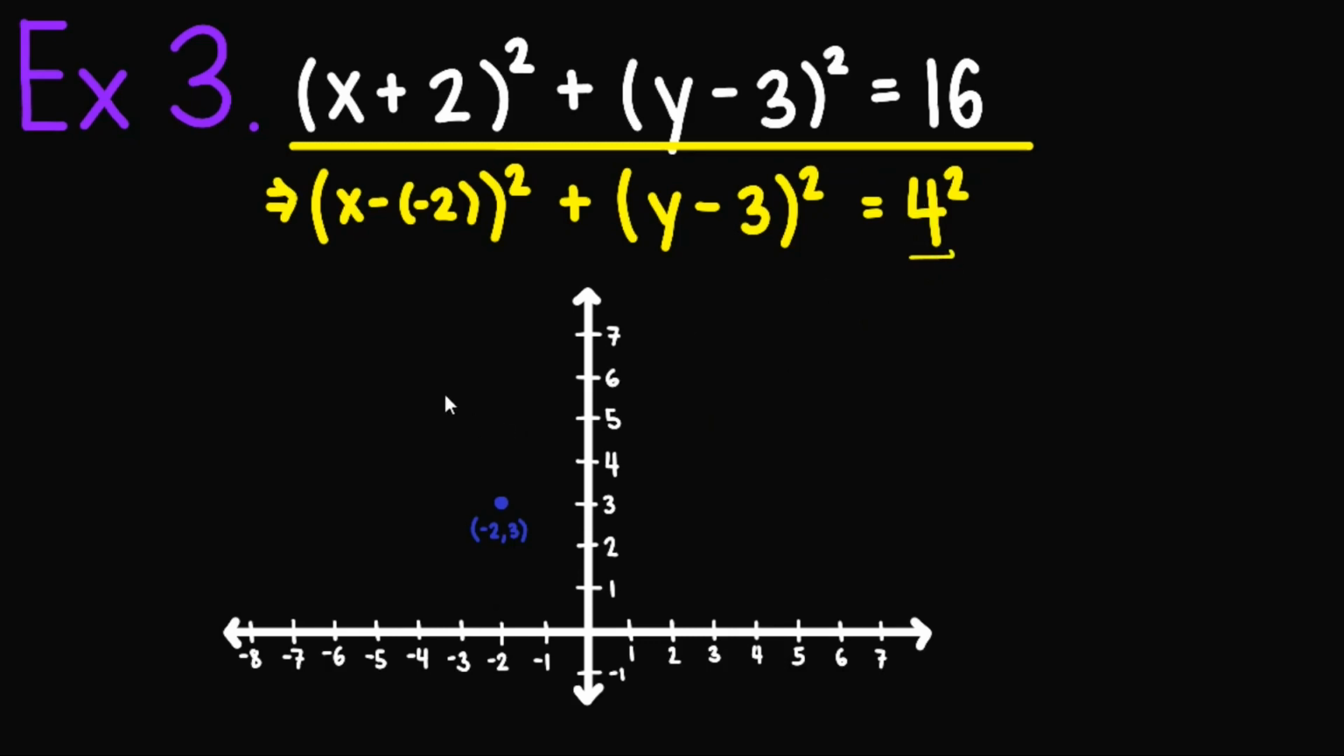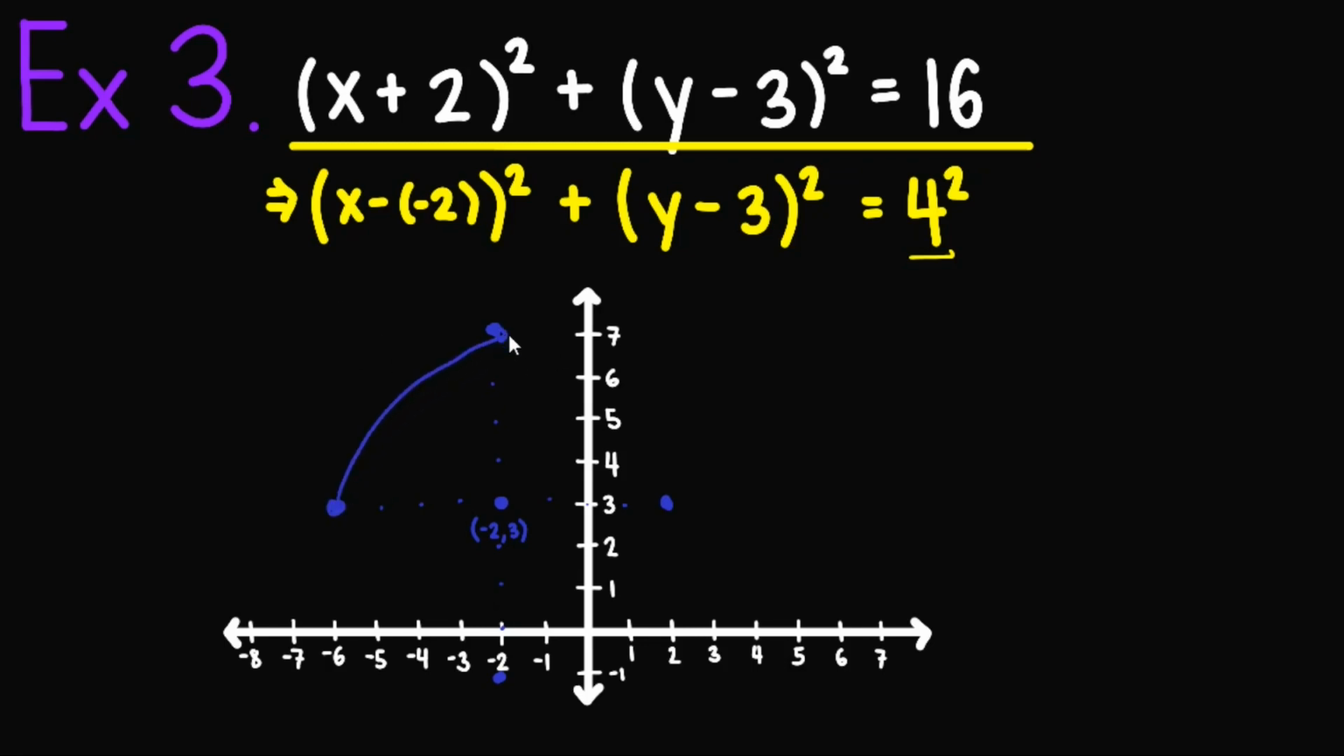Since we have 4, we count 4 times up. So we have 1, 2, 3, and 4. To the right, 1, 2, 3, and 4. Downward, 1, 2, 3, and 4. And to the left, 1, 2, 3, and 4. Then let's try to connect this.